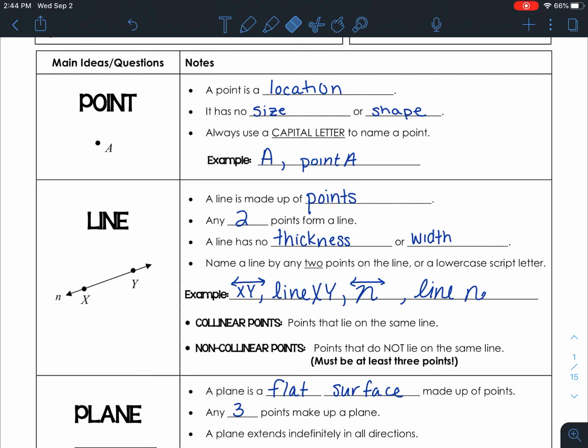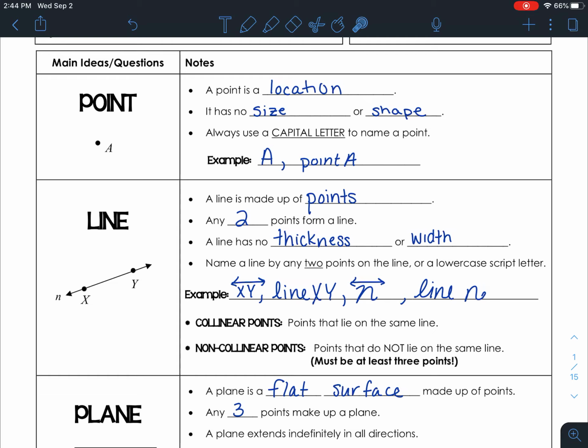Alrighty, so today we are doing section 1.1, points, lines, and planes. So here are some vocabulary terms that we are going to need in order to begin to talk about section 1.1. So the first term we're going to talk about is point. A point is a location. It has no size or shape. We always use a capital letter to name said point.